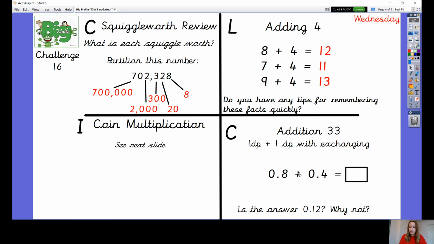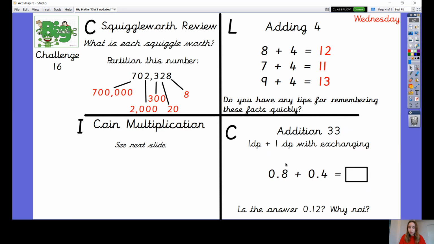Okay, so I've got 0.8 and 0.4. These digits are both in the tenths column. So 8 tenths and 4 tenths equals 12 tenths. So I can understand why somebody might think my answer is 0.12. However, in this answer, I've only got 1 tenth and I've got 2 hundredths. I know that 8 tenths and 4 tenths equals 12 tenths. And 10 of those tenths would be the same as 1 whole. So I really need to think about putting something in my ones column, and then whatever tenths are left over can go in my tenths column.